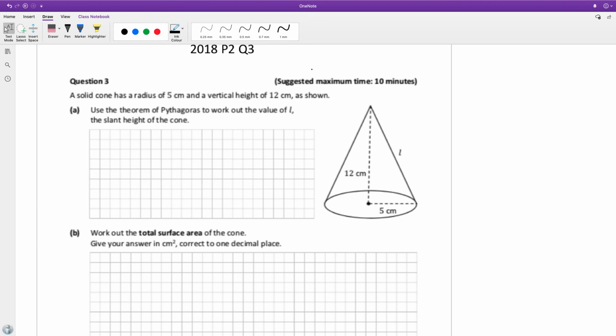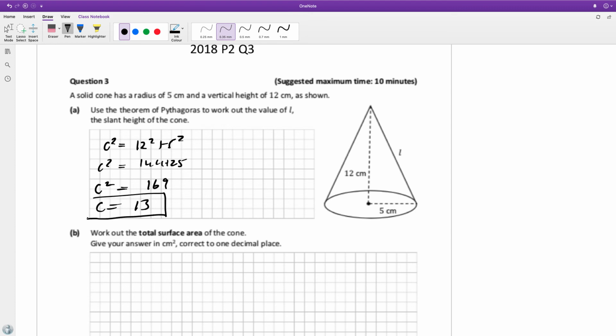X equals. Right, let's look at it. So, C squared is equal to 12 squared plus 5 squared. C squared is equal to 144 plus 25. C squared is equal to 169. C is equal to the square root of that, which is 13. Right, off we go for B.